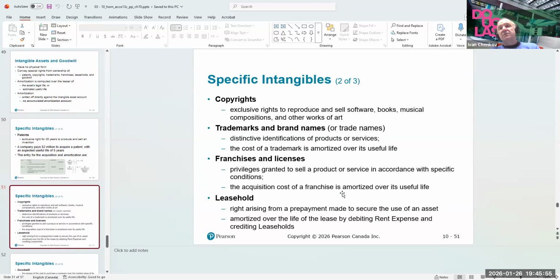Which are those specific intangible assets? Those are copyrights, which have exclusive rights to reproduce and sell software, books, musical compositions, and other works of art. Trademarks and brand names, which are the distinctive identification of products and services. Franchises and licenses, which are the privileges granted to sell a product or services according to specific conditions. And the leasehold, which arises from the prepayments made to secure use of the asset, and those are amortized over the life of the asset.